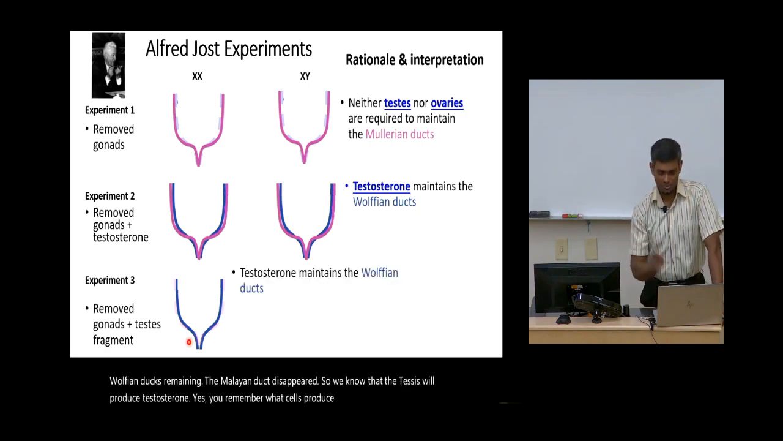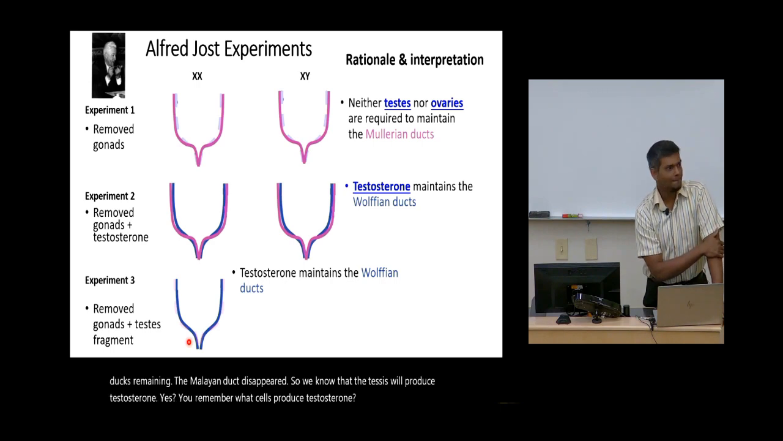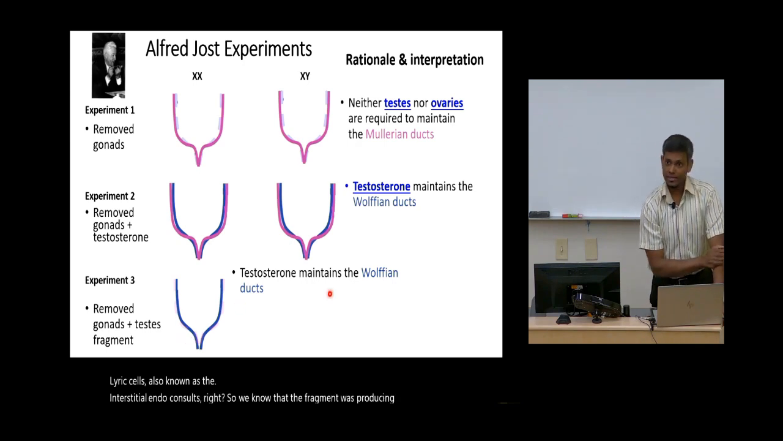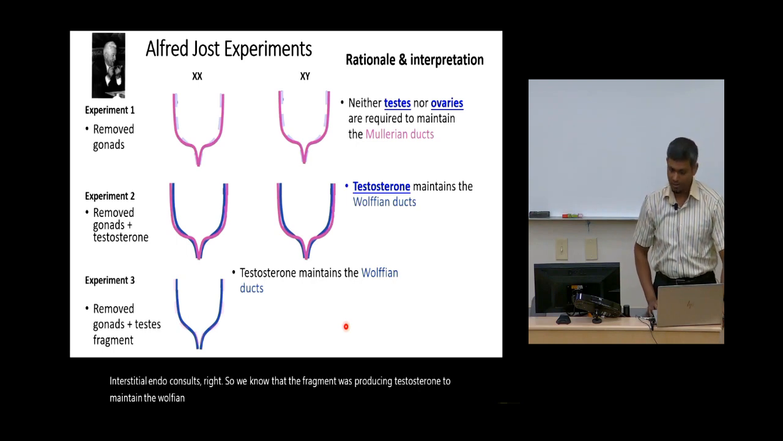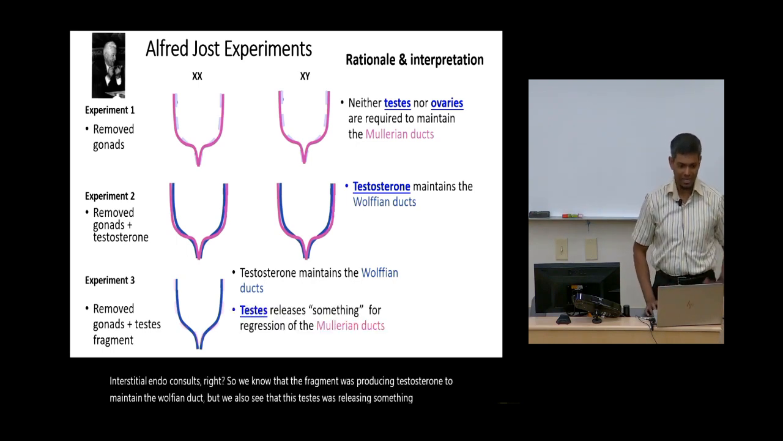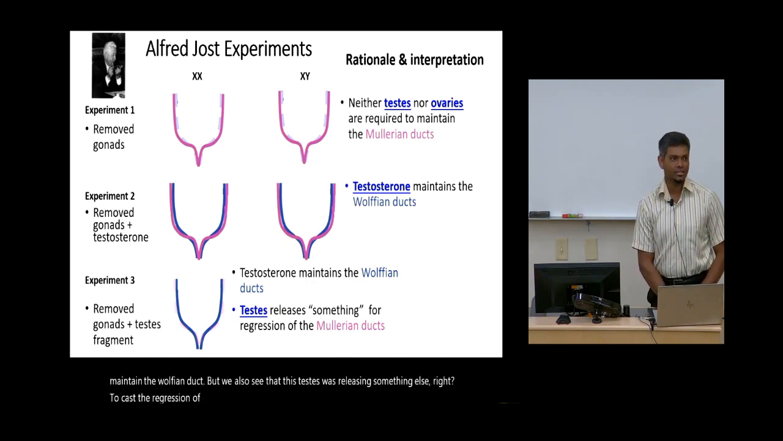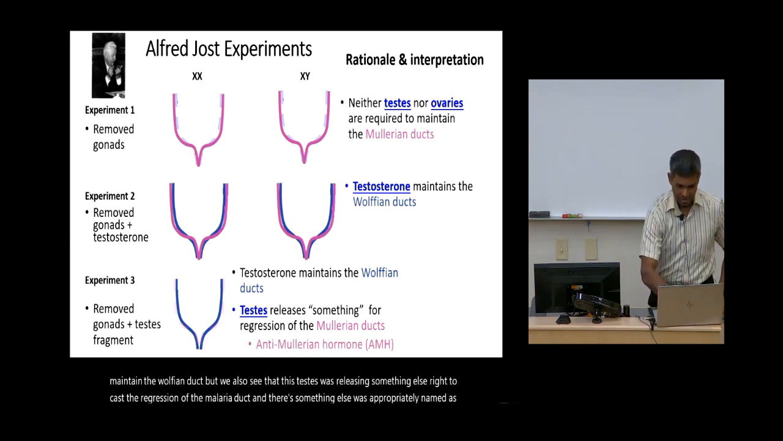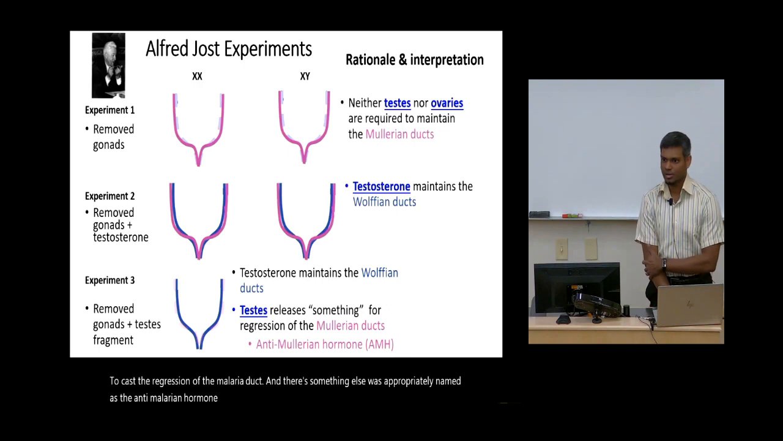So we know that the testes will produce testosterone. Do you remember what cells produce testosterone? Leydig cells, also known as the interstitial endocrine cells, right? So we know that the testes fragment was producing testosterone to maintain the Wolffian duct, but we also see that the testes was releasing something else to cause the regression of the Mullerian duct, and this something else was appropriately named the anti-Mullerian hormone, abbreviated as AMH.